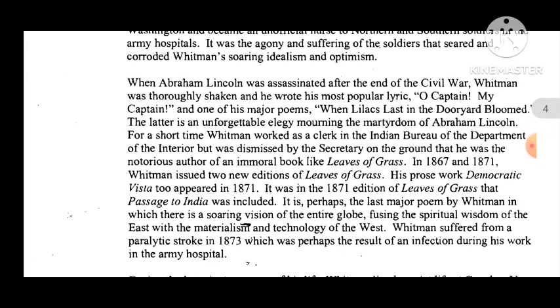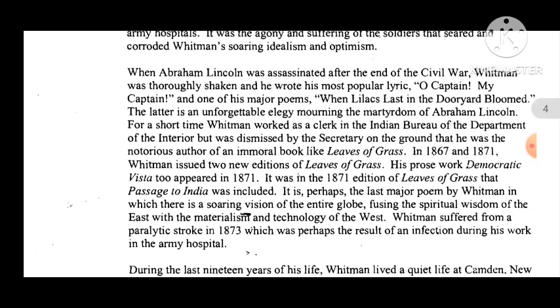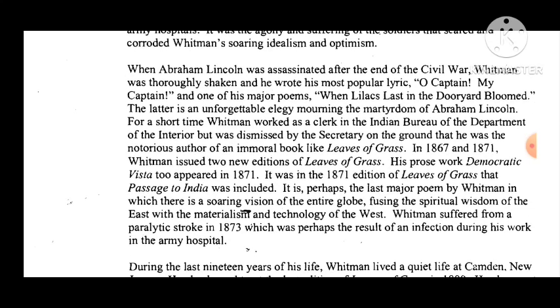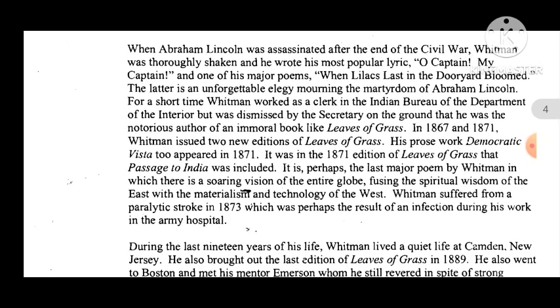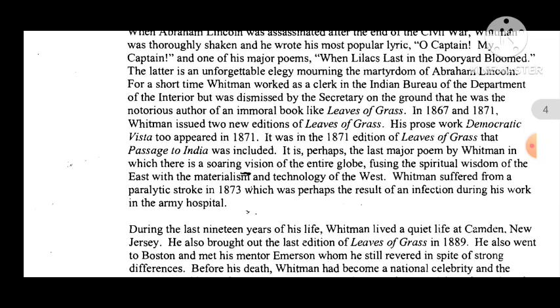When Abraham Lincoln was assassinated after the end of the Civil War, Whitman was thoroughly shaken and he wrote his most popular lyric, "O Captain, my Captain," and one of his major poems, "When Lilacs Last in the Dooryard Bloomed." The latter is an unforgettable elegy mourning the martyrdom of Abraham Lincoln.